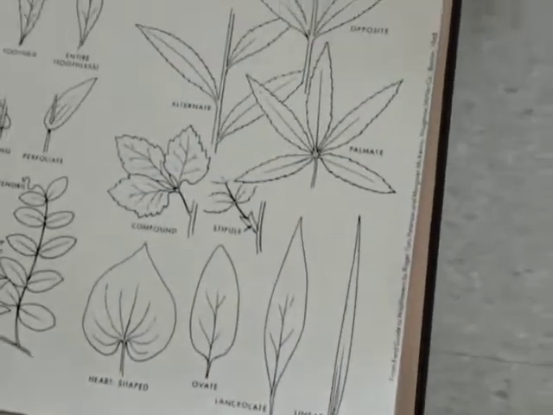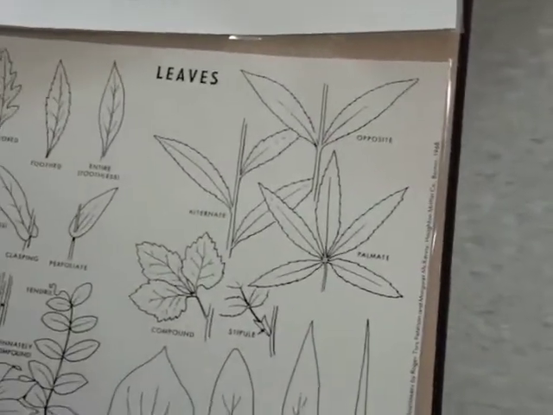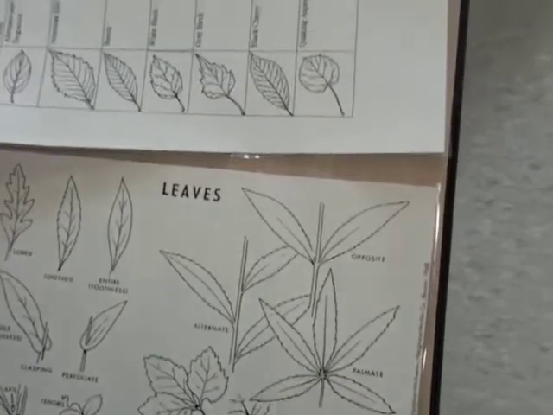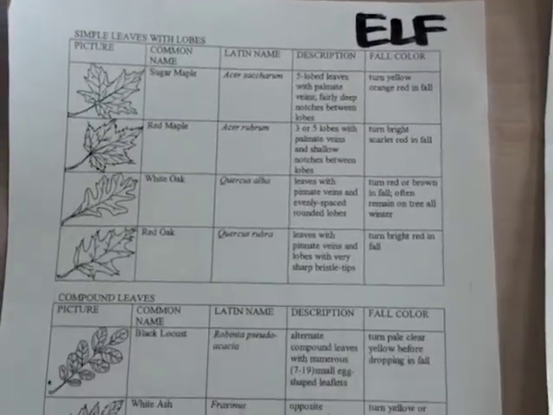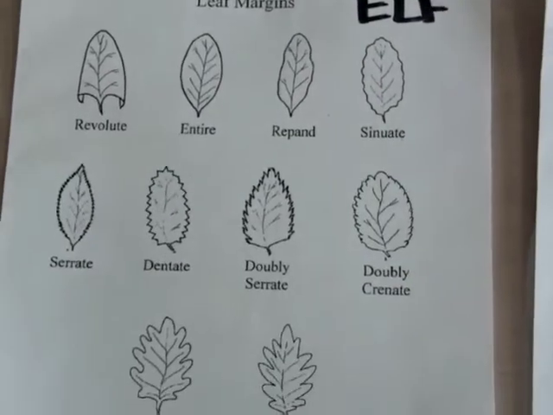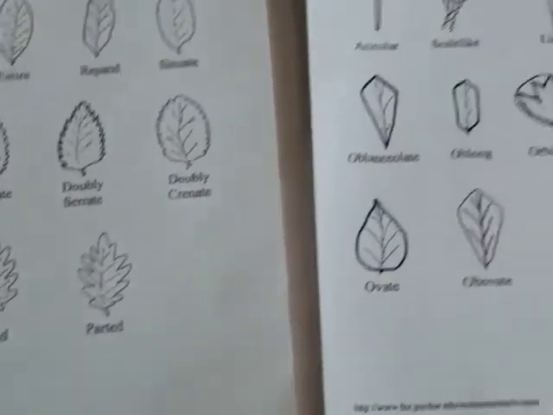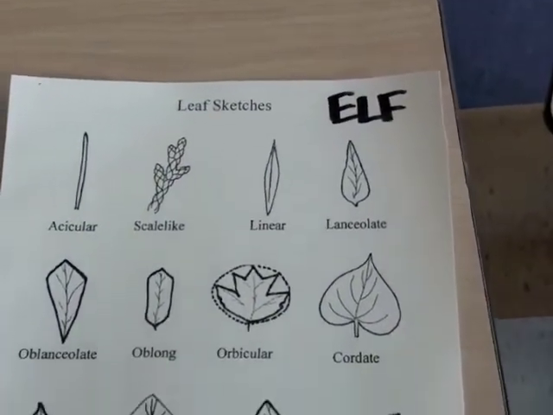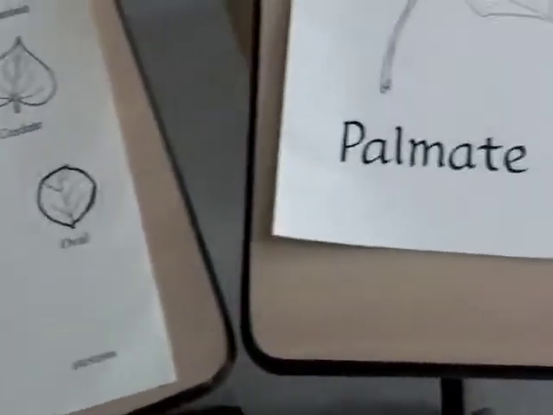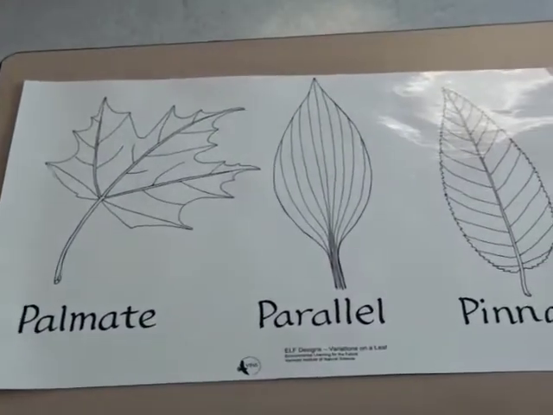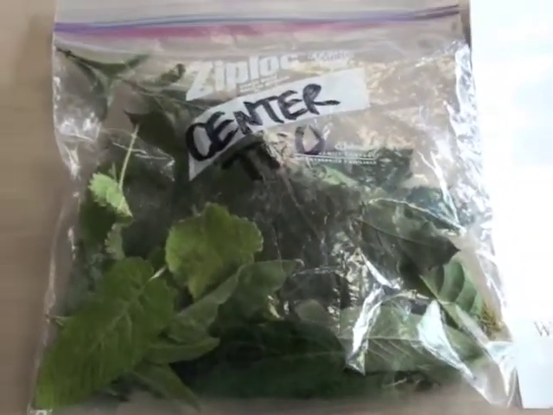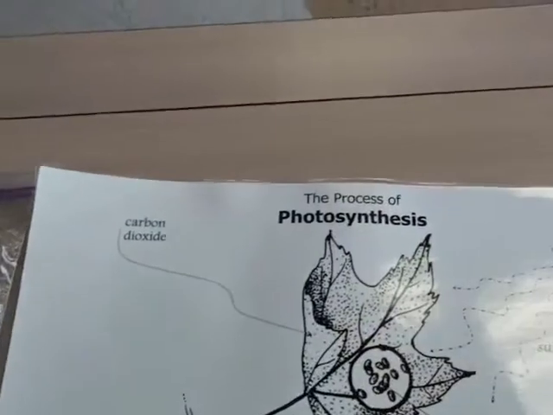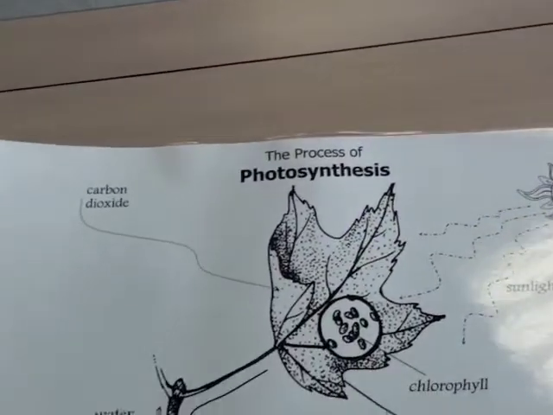Leaves. Do you have any extra paper, Carrie? Like a line, spiral? Tree leaf identification chart. Or you could use this one. Simple leaf with lobes, center 2. Center 2, leaf margins. Center 2, leaf sketches. Center 2, different types of leaves categorized. Leaves from center 2. The photosynthesis process.